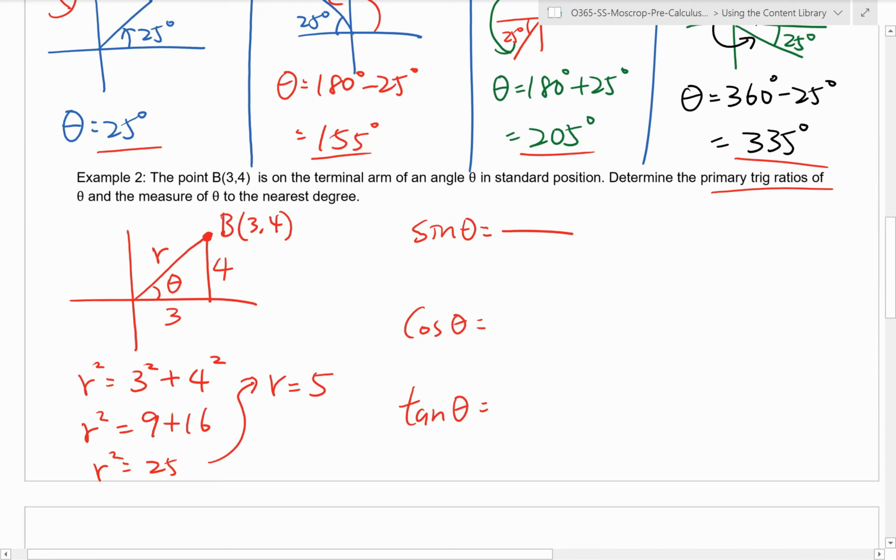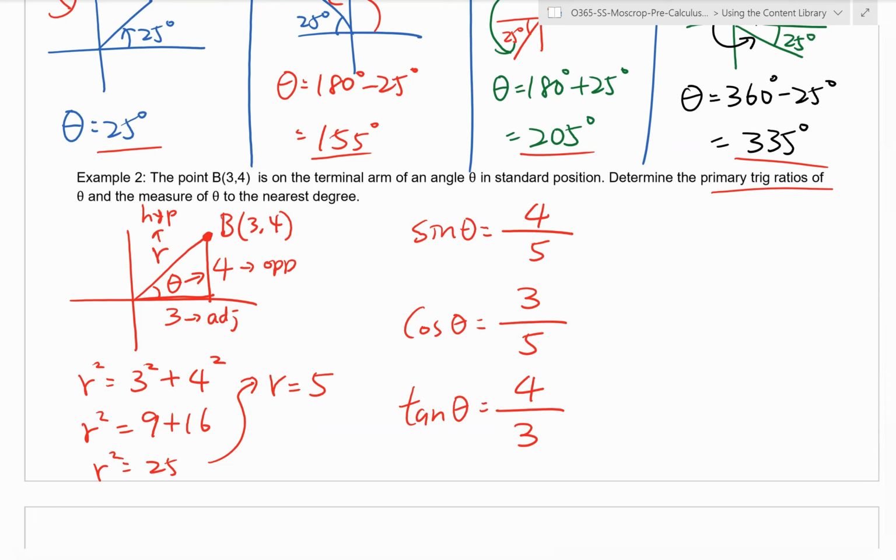So sine theta, recall, is opposite over hypotenuse. The opposite side from the angle is 4. Hypotenuse is the longest side, which is r in this case. So that's 4 over 5. Cosine is adjacent over hypotenuse. So that's 3, the adjacent side, the side right next to it, over hypotenuse, which is 5. Tangent is opposite over adjacent, so 4 over 3. Okay, so this is the opposite, this is the adjacent side, and this would be the hypotenuse. So these are the primary trig ratios of the angle theta.